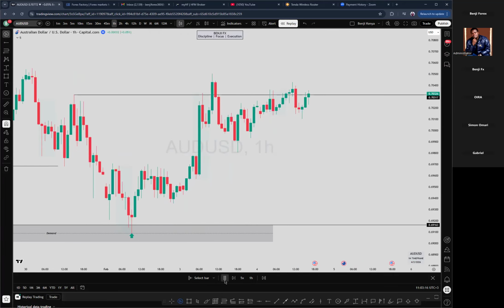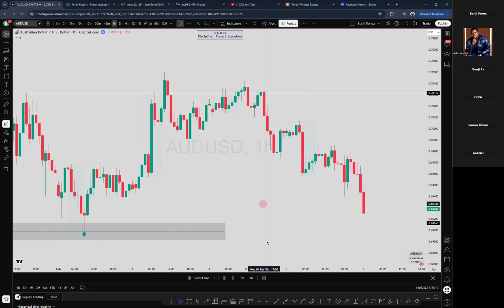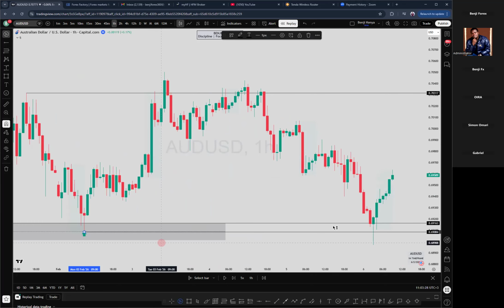So the market decided to come back again. I want you guys to see this, demand and supply, and it swept this low. The market was probably interested in this low first, because this was on Monday and this was on Friday. This was on Monday, Tuesday, Wednesday, now Friday.